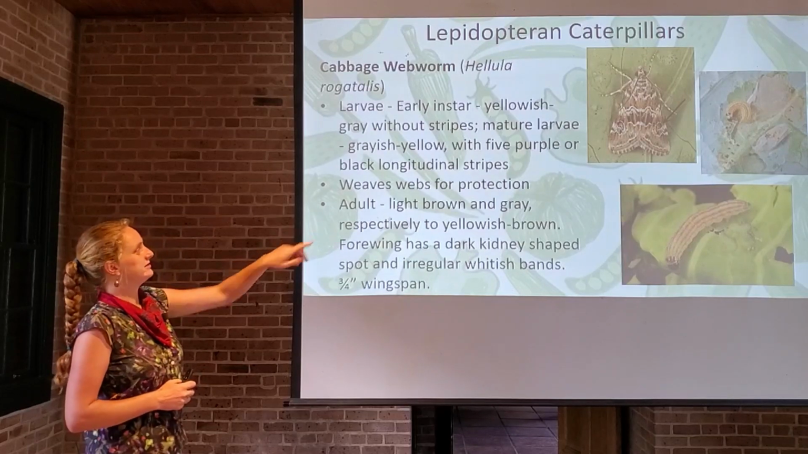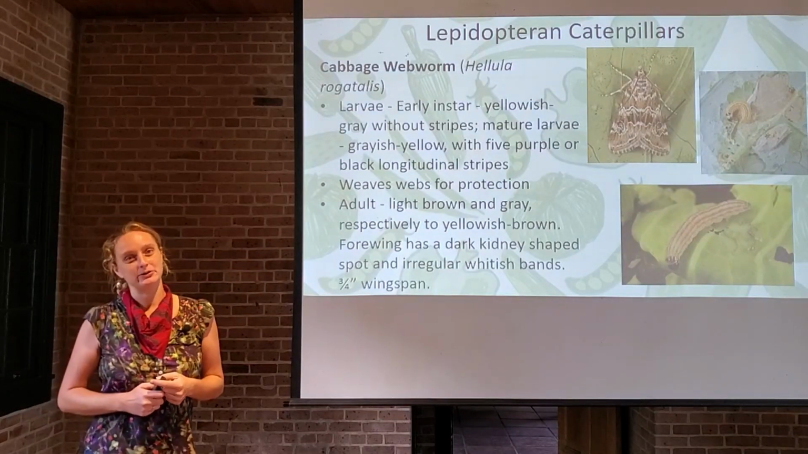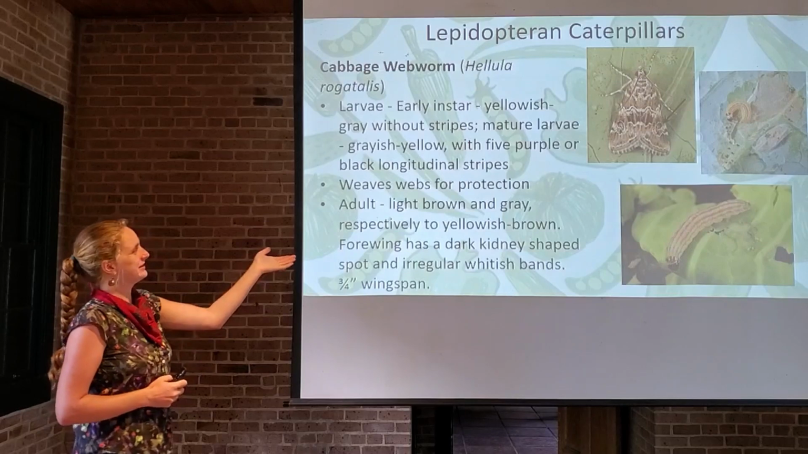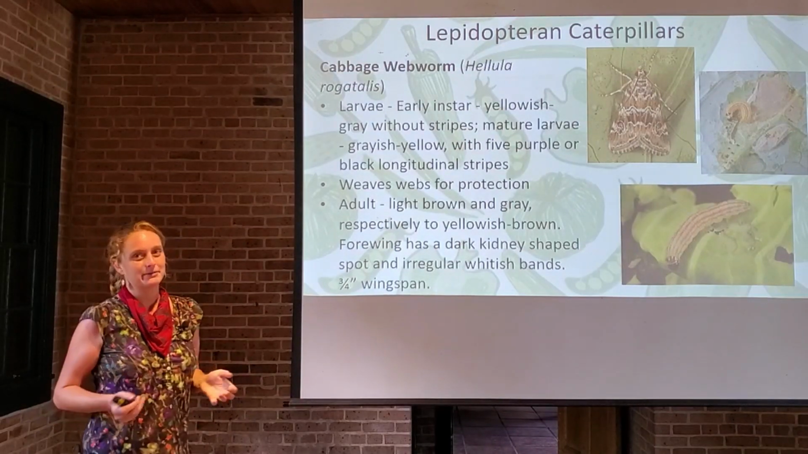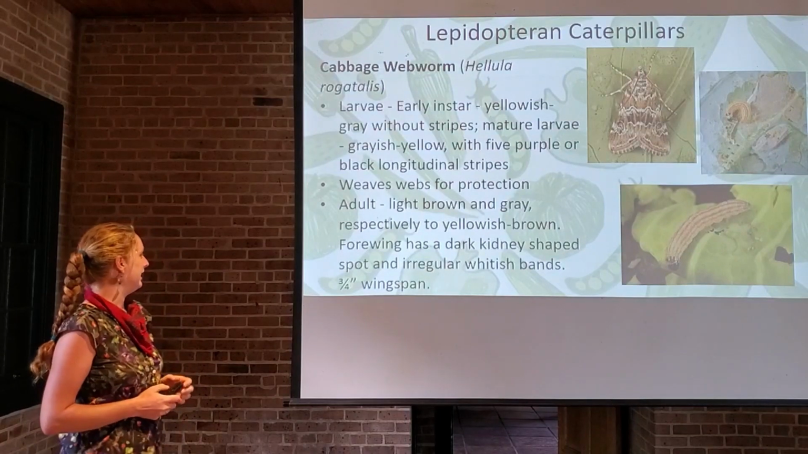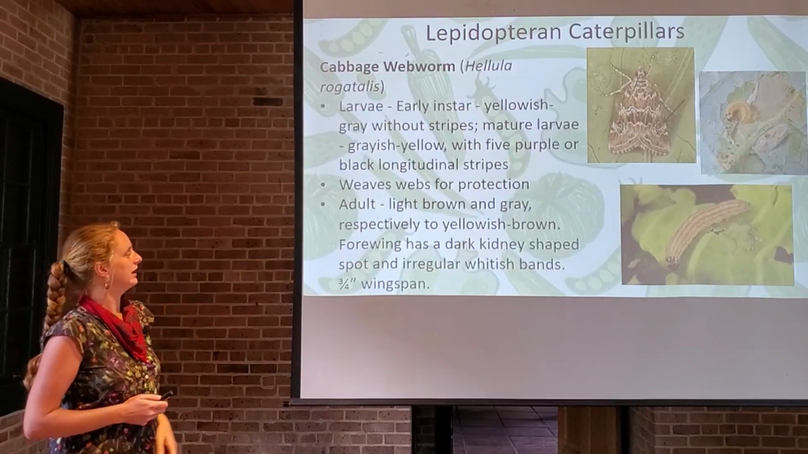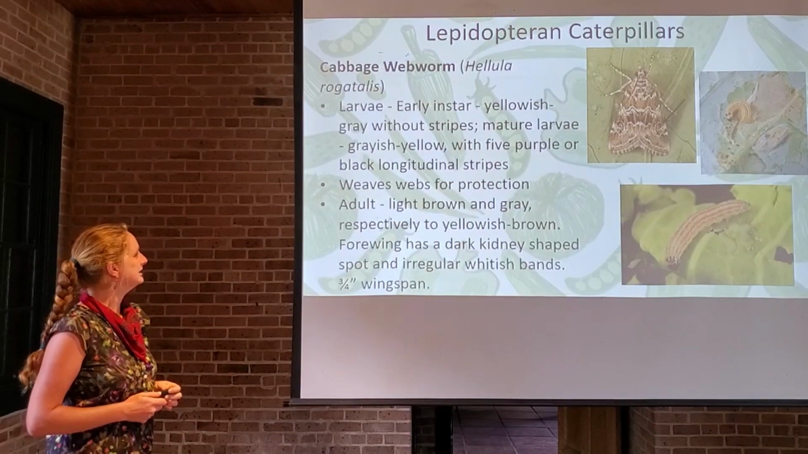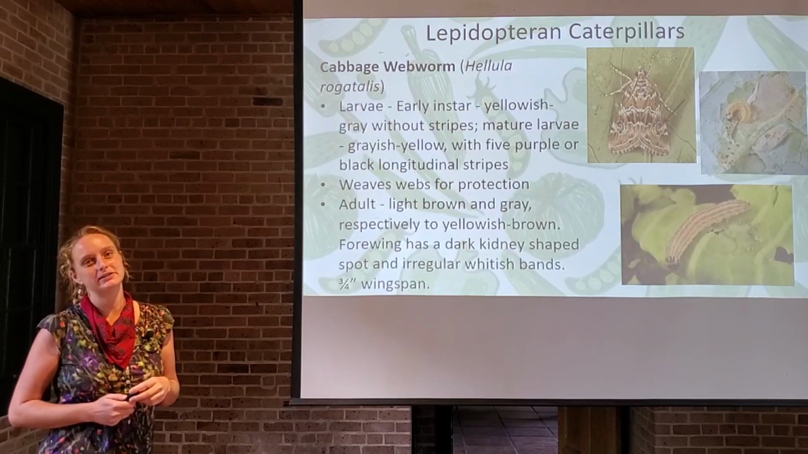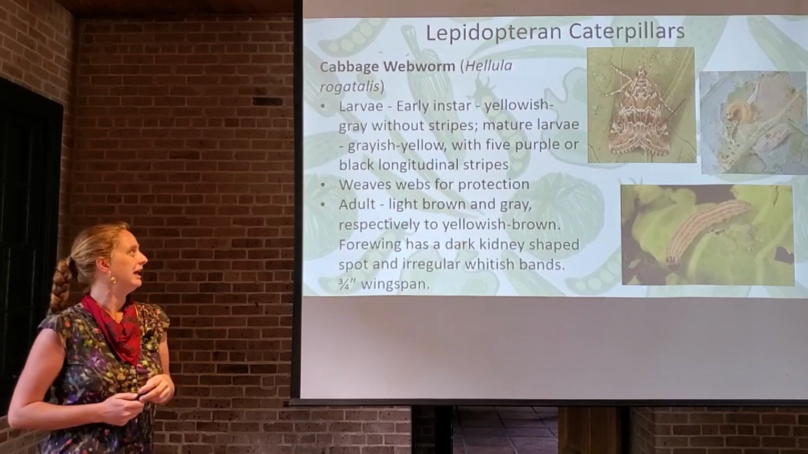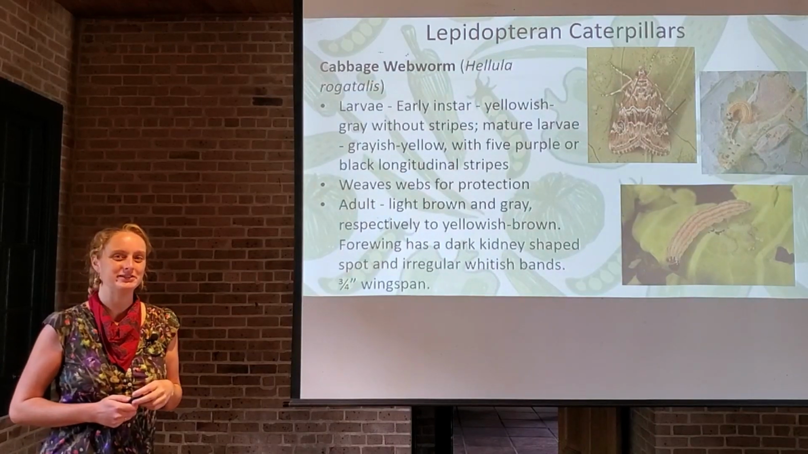The adult turns into what I like to call one of the boring brown moths. Although it's not that boring, it's kind of pretty if you look at it. It's a light brown and gray kind of mottled appearance, and it's got kind of a kidney-shaped spot on the forewing. They're very small. They're only 3/4 of an inch long. Most of these fall pests are very small, and if you're not looking closely, it's hard to tell them apart.